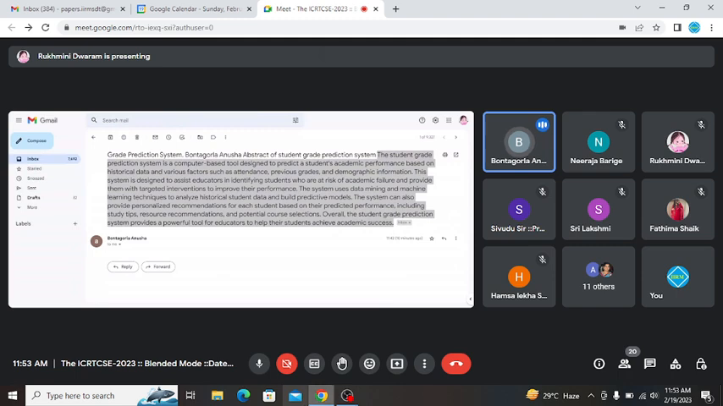I am from the CSE department. I am pursuing BTech final year in the esteemed College of Science and Engineering. Our project title is Student Grade Prediction System in the domain of machine learning. Our guide is Mr. D. Nagesh Babu, sir, and my team coordinators are Akash, Harsha, and Nagesha. Our project is about a student grade prediction system.